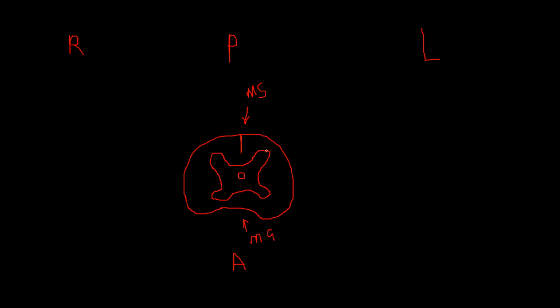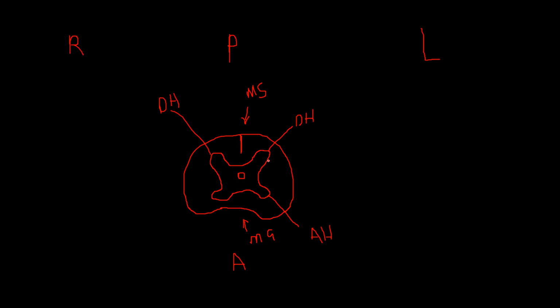Okay, so these projections here are known as horns. This projection at the back is known as the dorsal horn. So dorsal horn, DH, okay? This projection here also is going to be referred to as the dorsal horn. So DH, whatever you have on the right side is the same thing that you're going to be having on the left side. Then here on the anterior side, this is known as the anterior horn. You're going to be calling this AH. Okay, so you have the dorsal horn and you have the anterior horn.